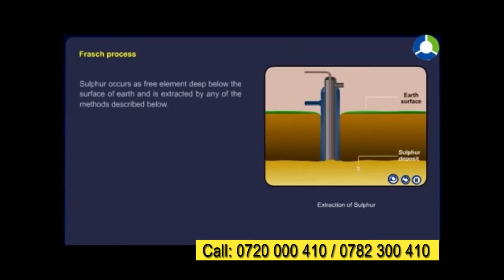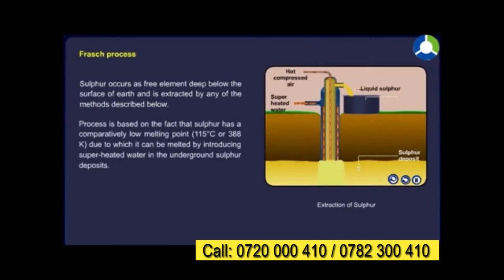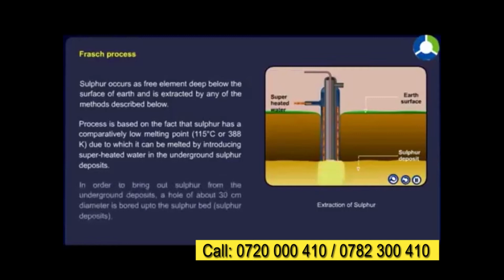Frasch process. Sulfur occurs as a free element deep below the surface of Earth and is extracted by any of the methods described below. The process is based on the fact that sulfur has a comparatively low melting point, due to which it can be melted by introducing superheated water into the underground sulfur deposits. In order to bring out sulfur from the underground deposits, a hole of about 30 cm diameter is bored up to the sulfur bed.